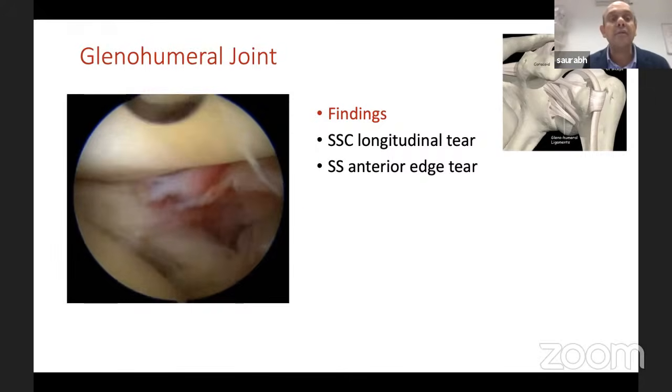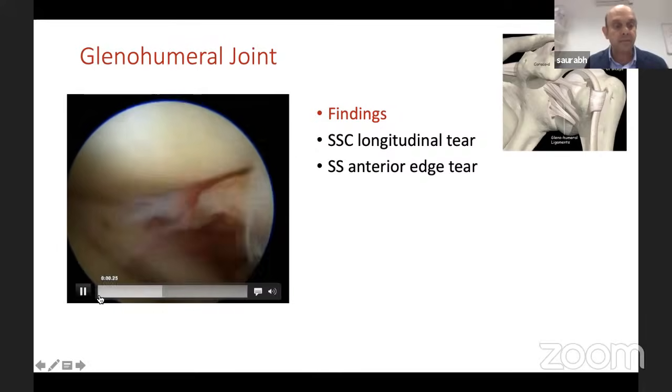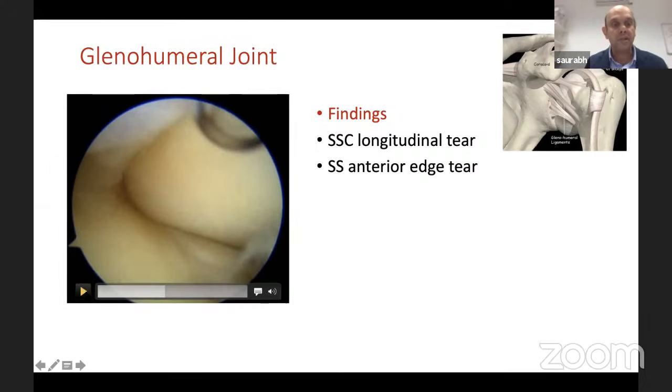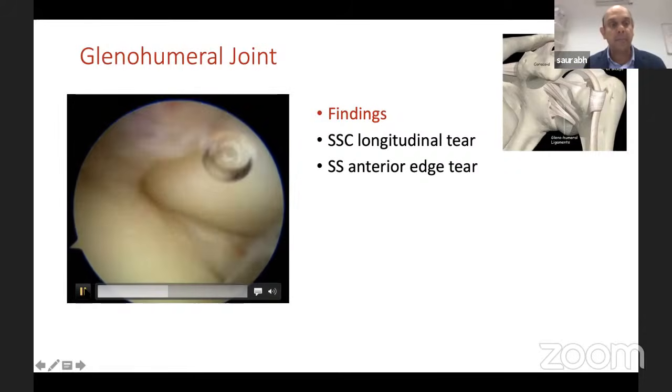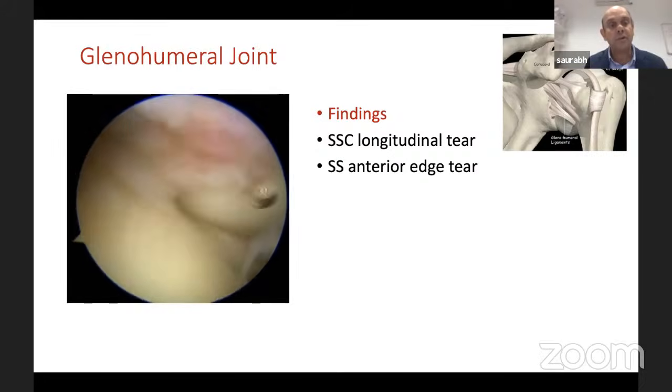The rotator interval inflammation needs to be debrided. And then if you follow your biceps, you can see that's biceps, that is going into the bicipital groove. And the structure next to it is the anterior edge of supraspinatus. So we'll see that in a bit more detail. So biceps was normal, not inflamed.